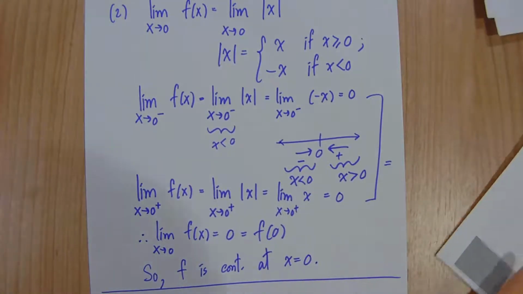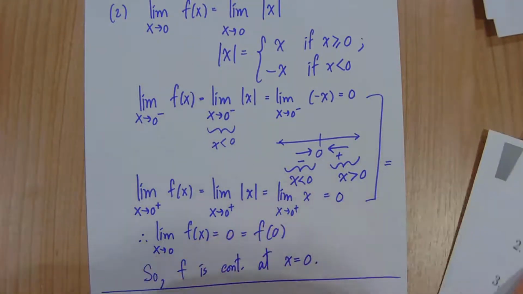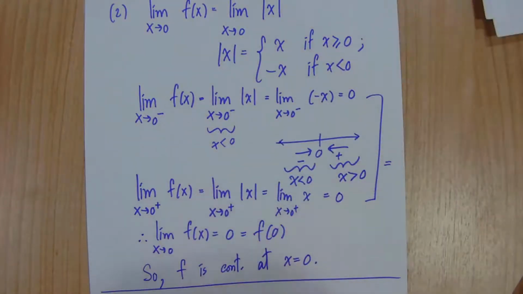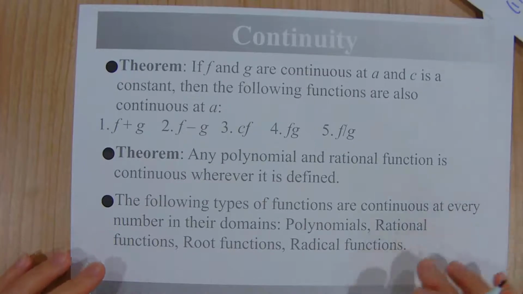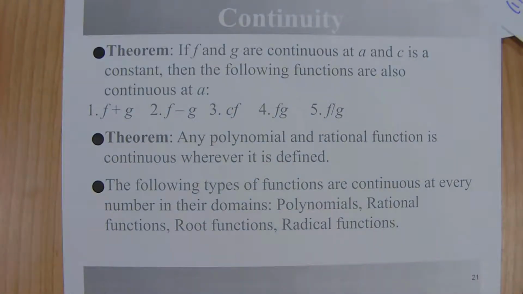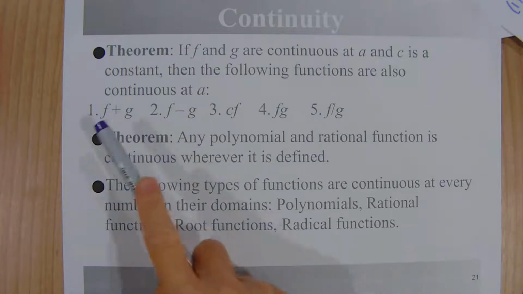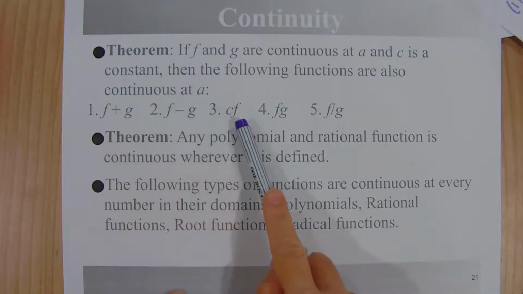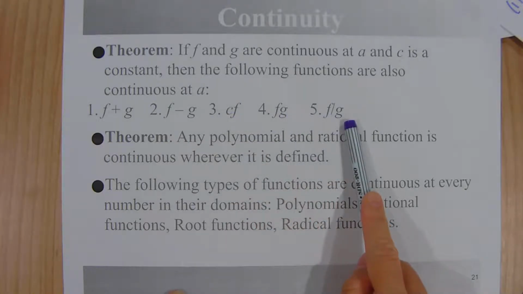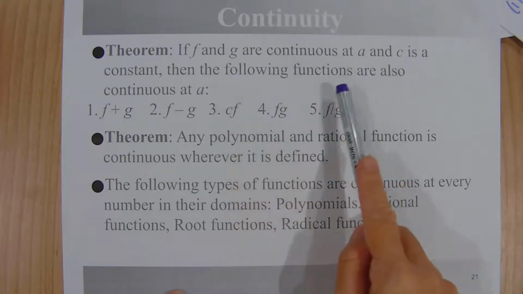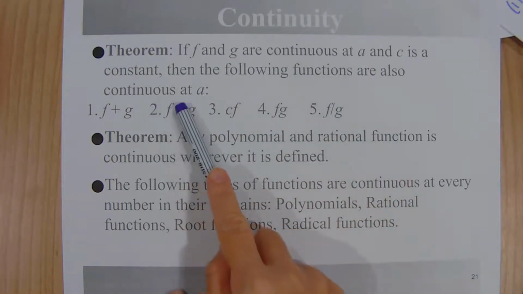We can also find the limit for any intervals. Before we finish, we have more theorems. If f and g are continuous, we can conclude that the sum of the functions, the difference of functions, a constant times the function, the product of the functions, and the quotient of the functions are all also continuous.